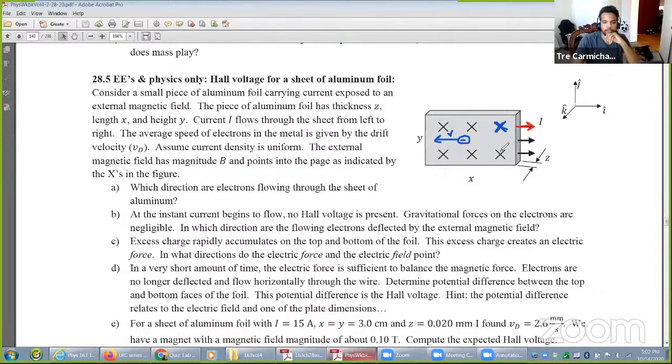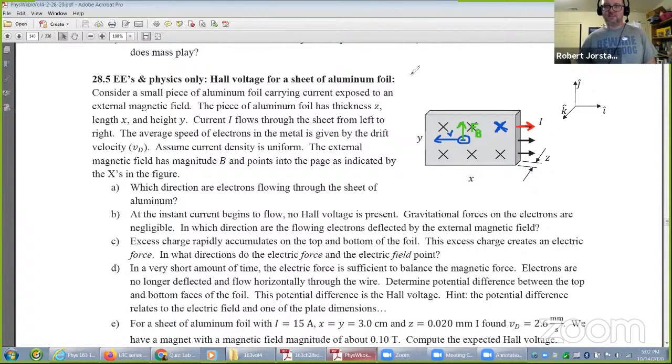It is upwards. So let me think. I point my hand this way, I curl it inwards, my thumb points downwards. Because it's negative, I flip it. So there's a magnetic force up. Now, right now, we expect there's going to be a magnetic force upwards on an electron.